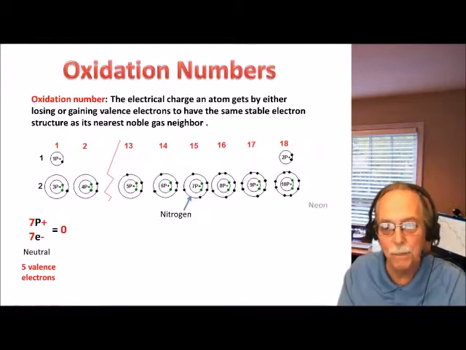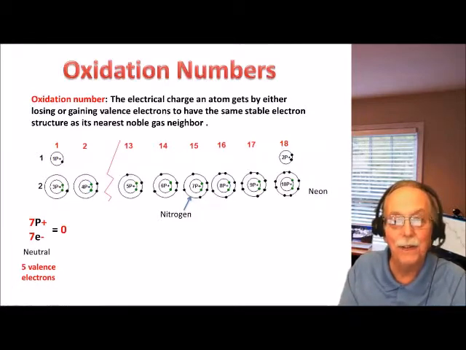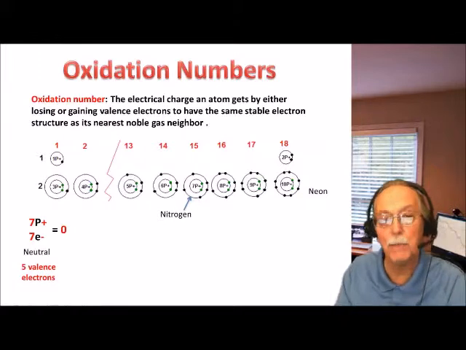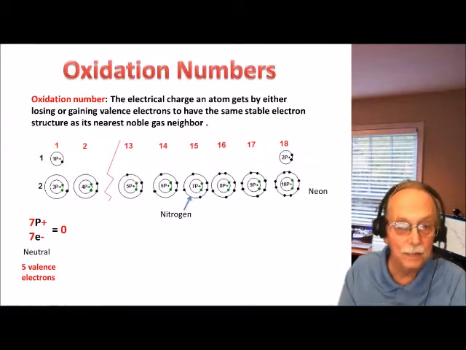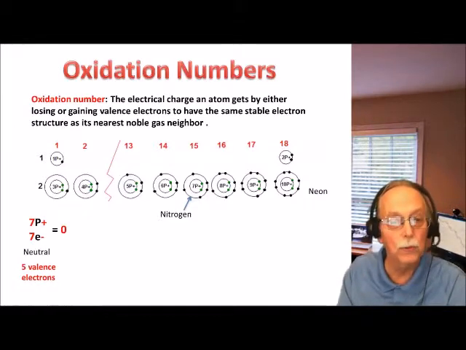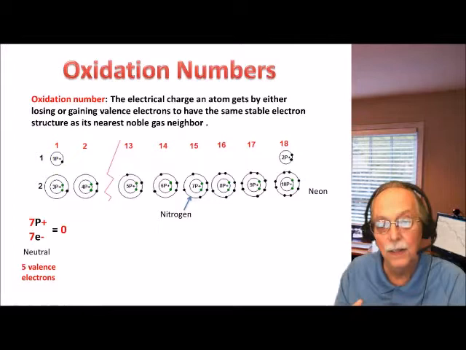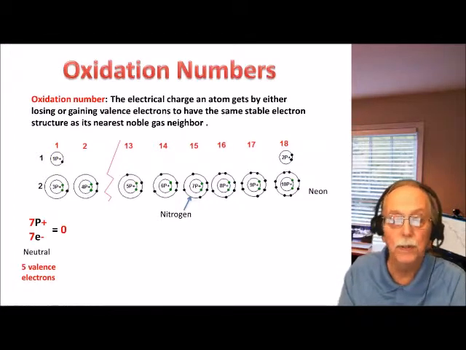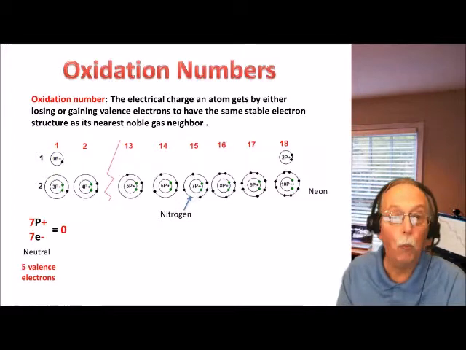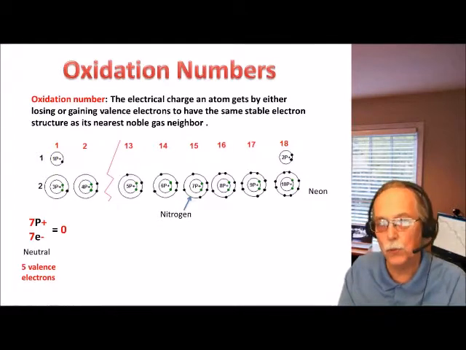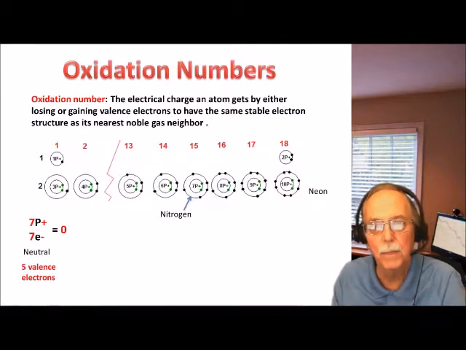What does that mean for nitrogen? It means it needs to have the electrical structure of neon. Neon is only 3 atoms away from nitrogen. If you look at helium, helium is 1, 2, 3, 4, 5 atoms away. So it's going to be easier for nitrogen to get the electrical structure of neon than it would be to get the electrical structure of helium. Why? Because in order to gain the electrical structure of helium, this nitrogen atom would have to lose 5 valence electrons. Well, 5 valence electrons represents a tremendous amount of energy.